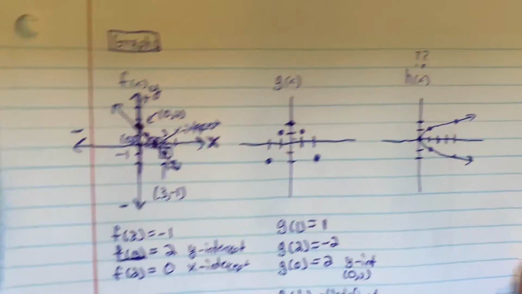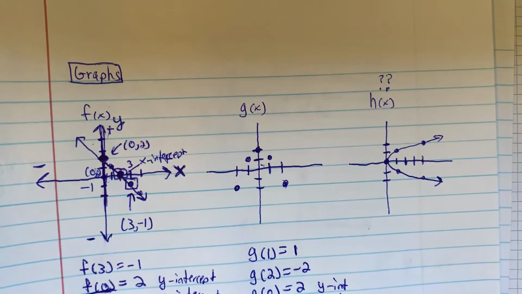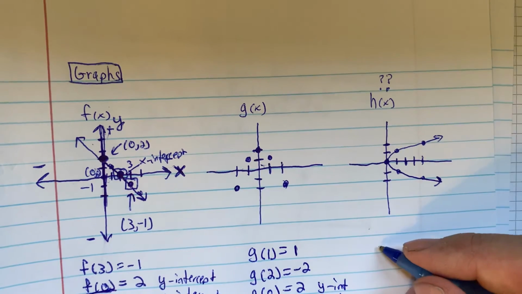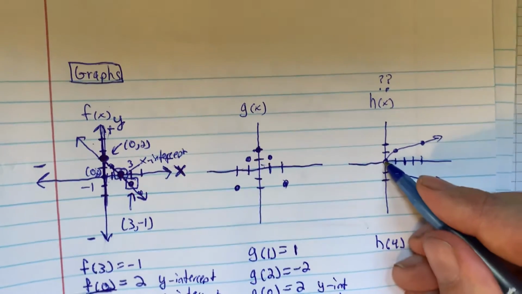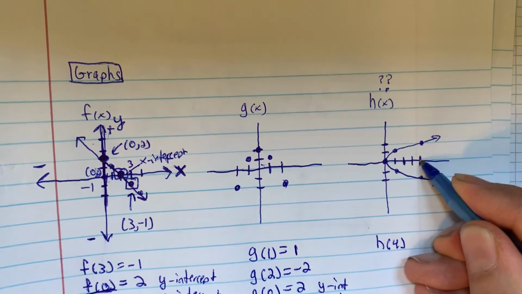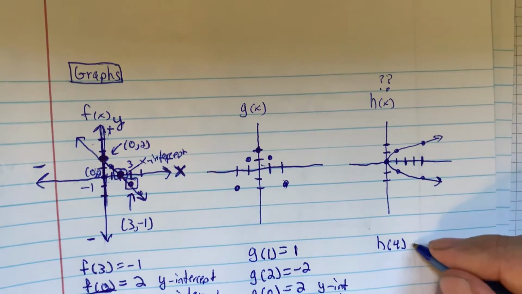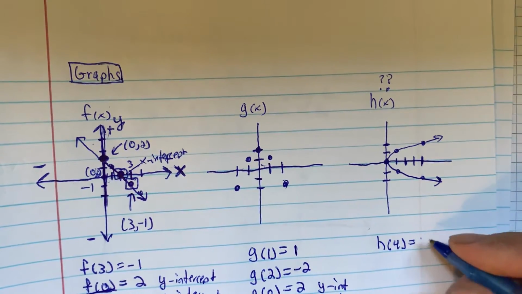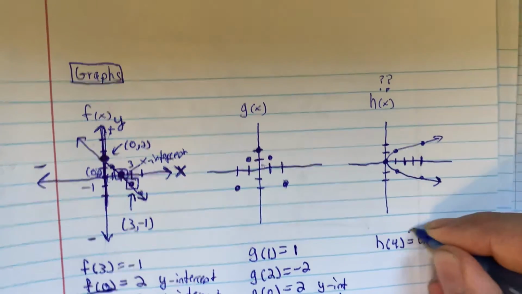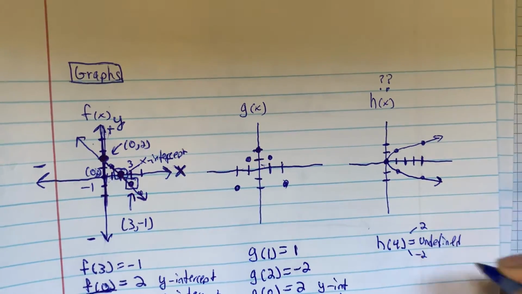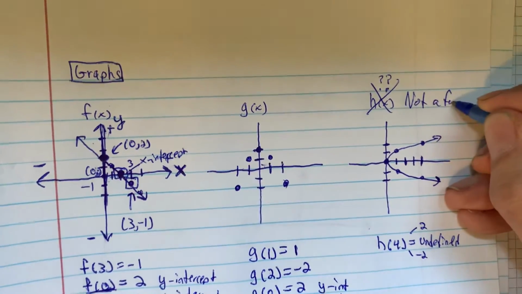All right, let's look at our last thing, and you may notice this is h of x with a question mark above it again. And let's try to answer a question. What is h of 4? h of 4 says when the input is 4, so when the x value is 4, what is the output? And there are two different outputs given, and so h of 4 is undefined. There are two different values. There is 2 and negative 2. And so h of x is not a function.